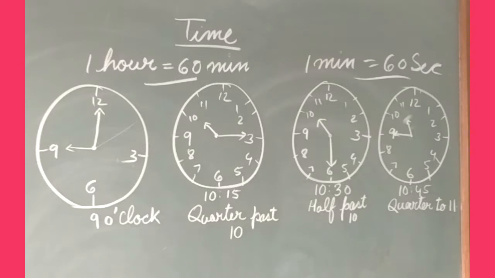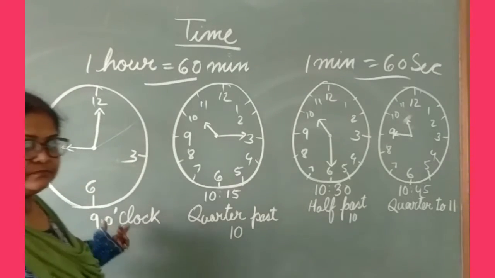In the second one, you can see that the smaller hand is on 10 and the bigger one is on 3. So you can say that it is 10:15. 10:15 means quarter past 10.